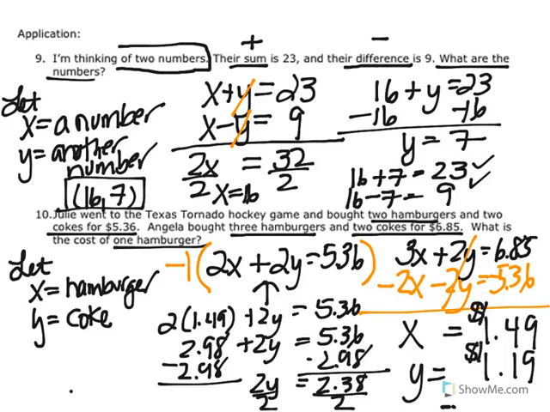And the question said, what is the cost of one hamburger? And here it is, $1.49. Bam! Okay, that's it. That's using elimination to solve equations. So I hope that's a method that you like. And as we go forward, you'll see you can use whatever method you want to solve systems of equations.